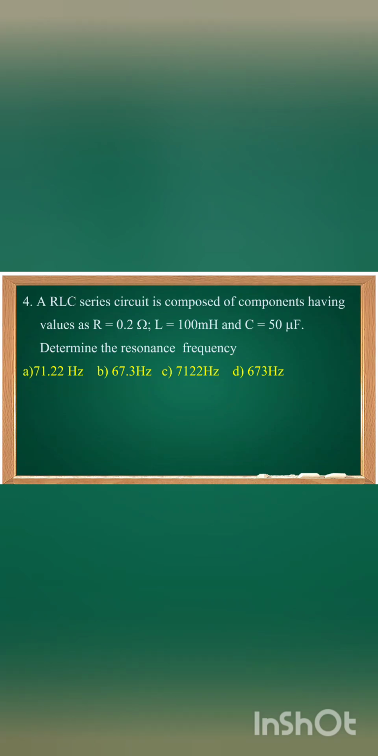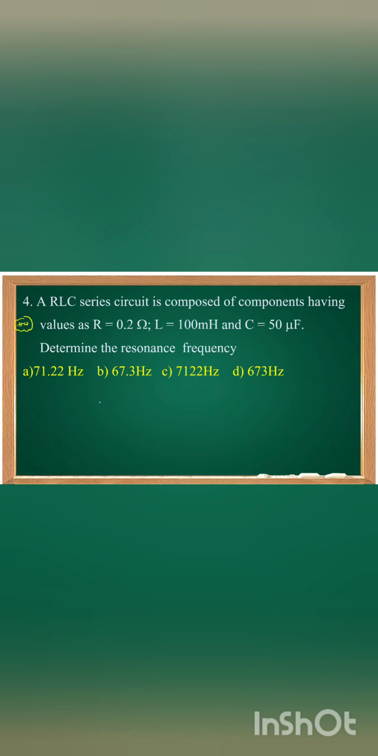A series RLC circuit is composed of components having R equal to 0.2 ohms, L equal to 100 millihenry, and C equal to 50 microfarad. Then calculate the resonance frequency. Simple question. I'm leaving it as homework for you. I'm just giving the formula. Try it.